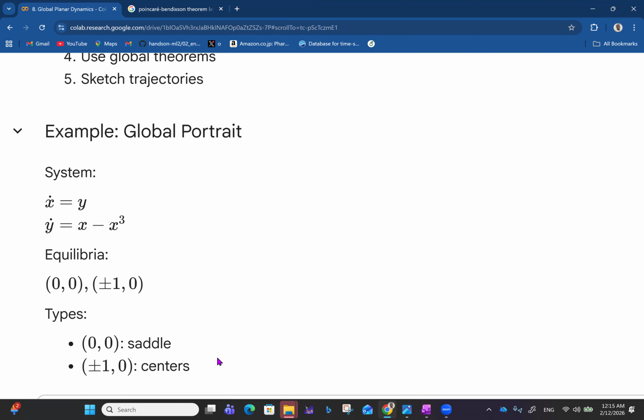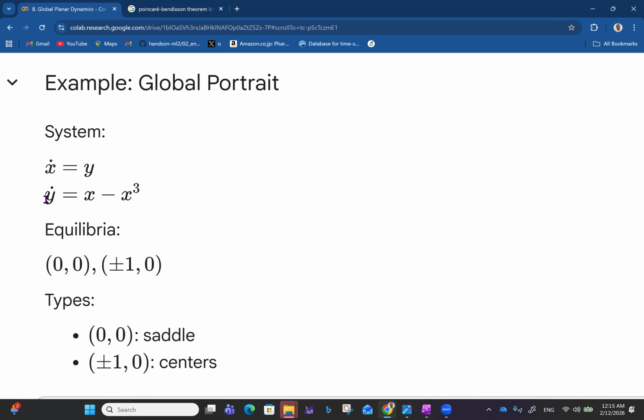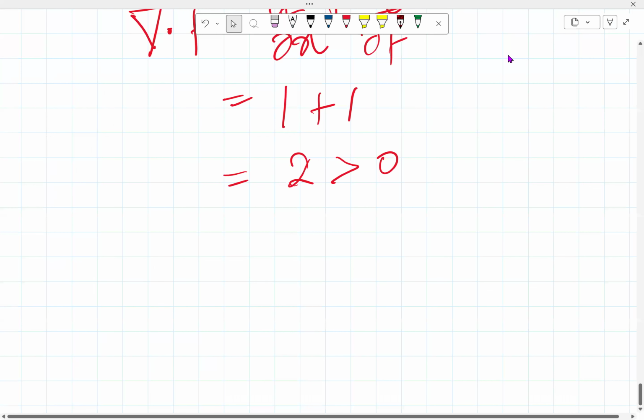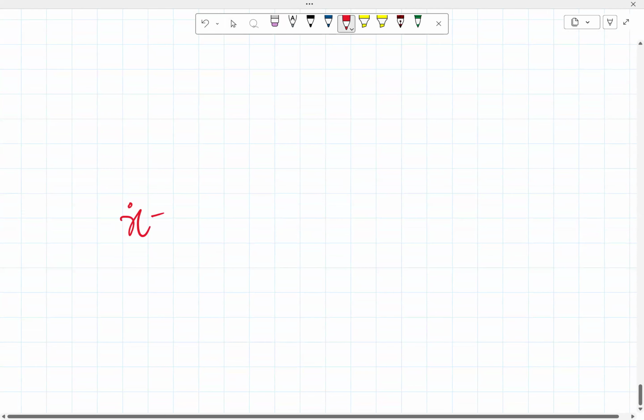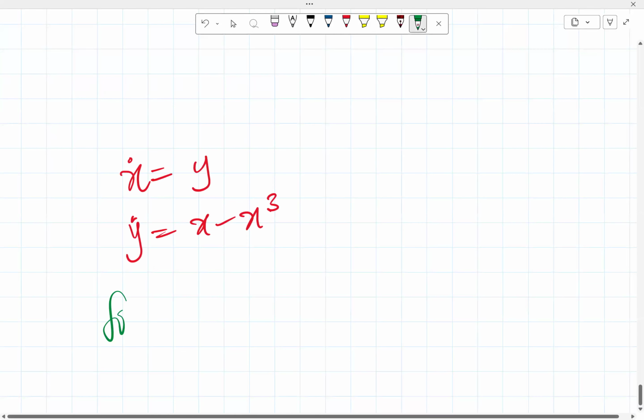So imagine how you go about the global portrait for a system like this. Here you have x dot is y and y dot is x minus x cube. The equilibria are simply 0, 0 and plus or minus 1 comma 0. So when you equate this to 0, x dot is equal to y, and y dot is x minus x cube. So first thing you do is find equilibrium points.